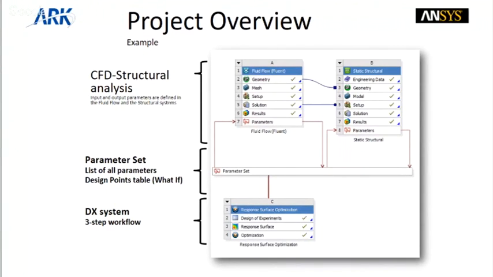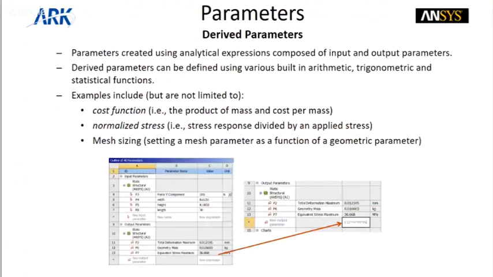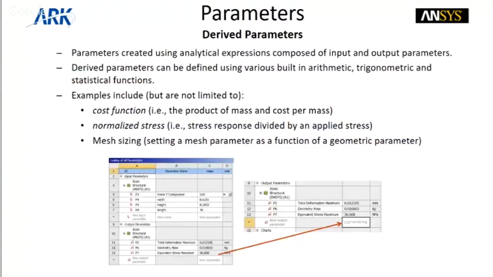Once we have performed the design of experiments and extracted the response surface from it, the next step is response surface optimization. We perform optimization based on the values which we obtain from the response surface.